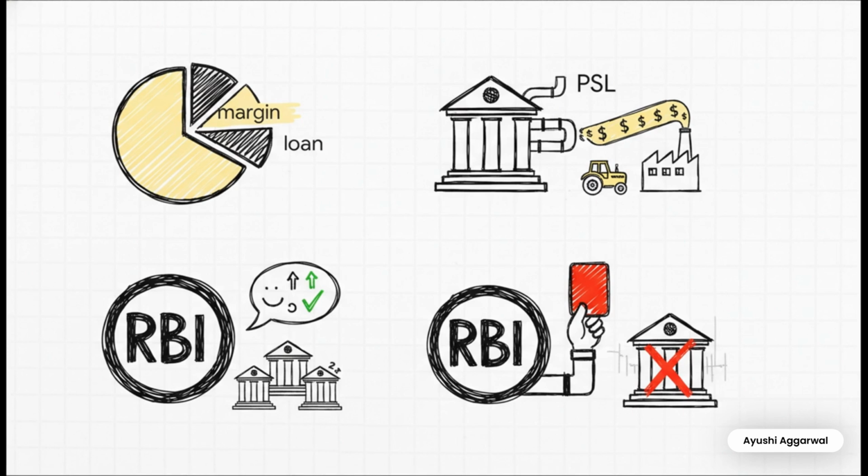First is margin requirement. Say you want a loan against a property worth 10 lakhs, and the bank only gives you 8 lakhs. That 2 lakh gap is the margin. If RBI increases that margin, you get a smaller loan, which discourages borrowing in that specific area.